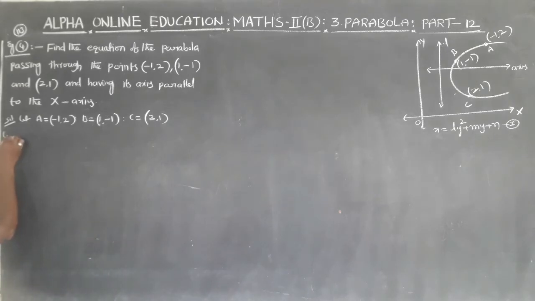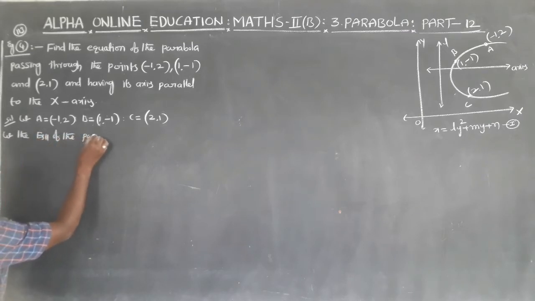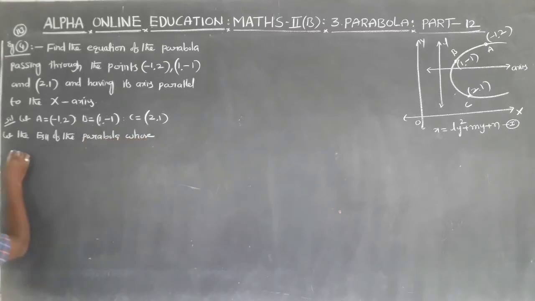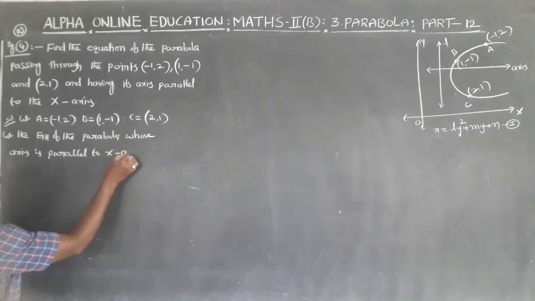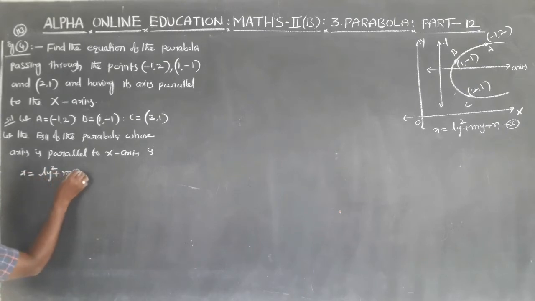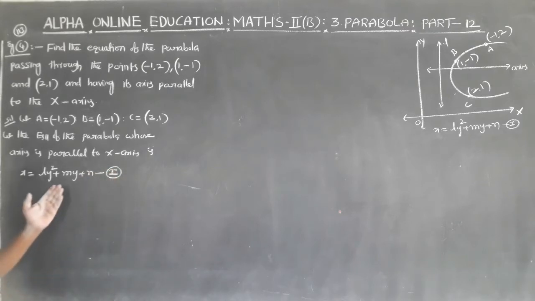Here let the equation of the parabola whose axis is parallel to the x-axis be x = Ly^2 + My + n. This is the required equation of the parabola.